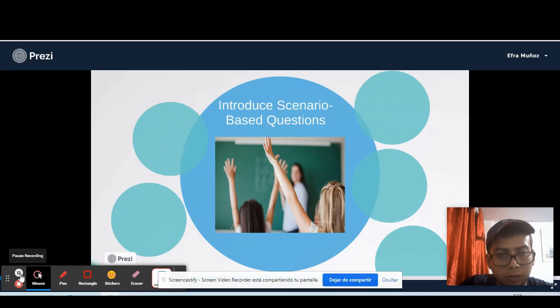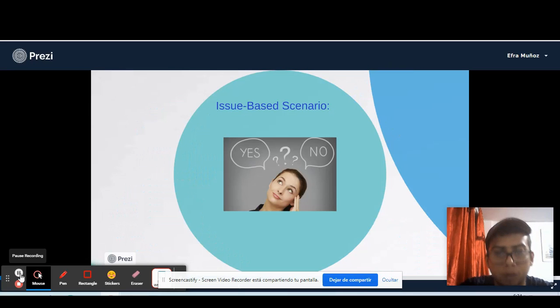Okay, let's continue with the issue-based scenario. In this type of scenario, the students can take a position on issues, usually with humanitarian perspectives, and explore them to understand how they affect decision making in professional service.